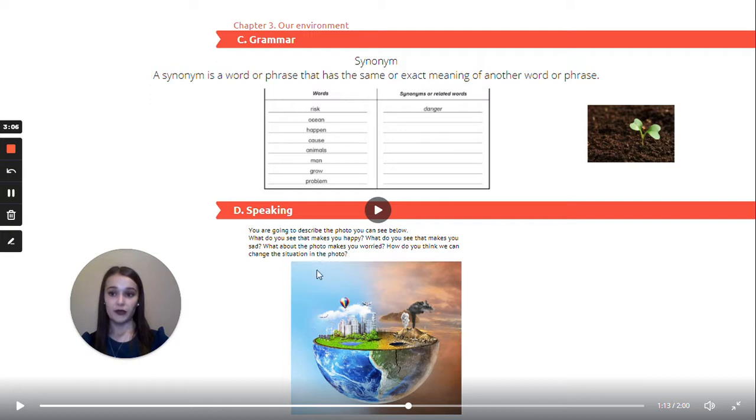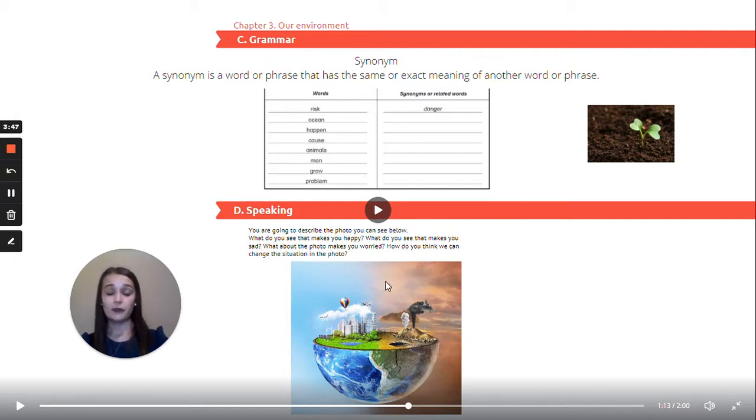So we're going to have a look at the picture below. We are going to describe what we see. And then we're going to look at what's written over here. What do you see that makes you happy? What do you see that makes you sad? What about the photo makes you worried? How do you think we can change the situation in this photo? So I'm going to answer a few of the questions to give you an idea, and then you will be answering the question and describing what you see in the photo below.